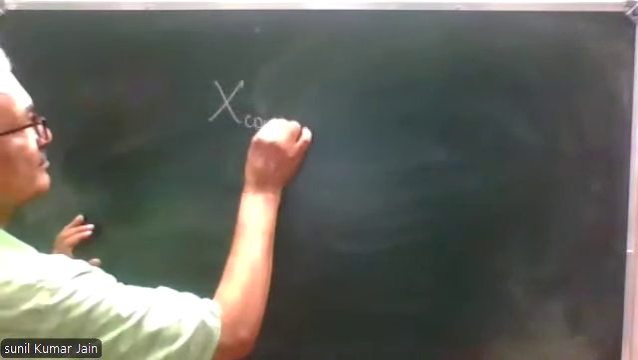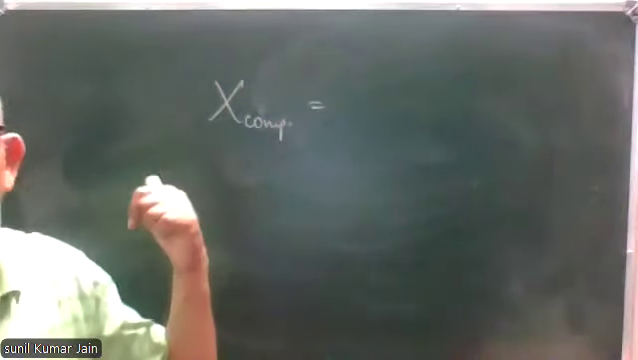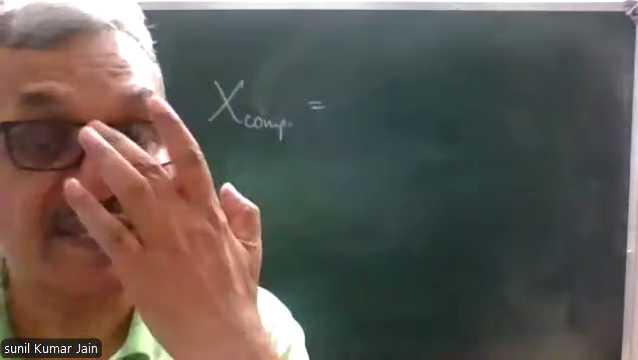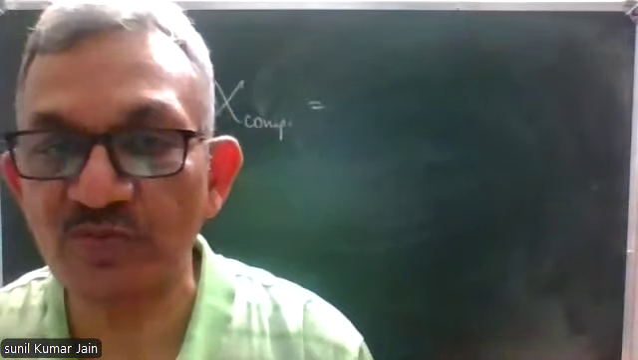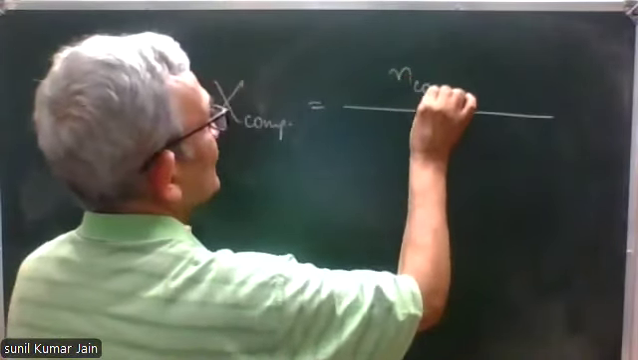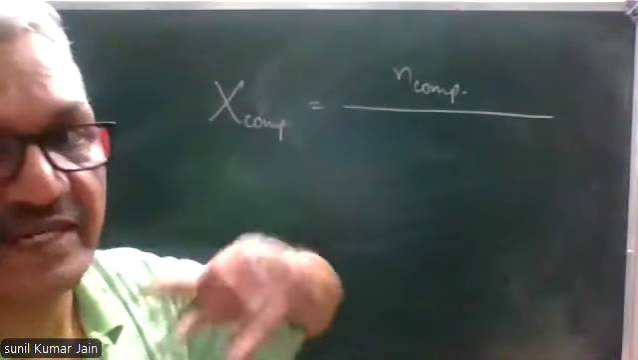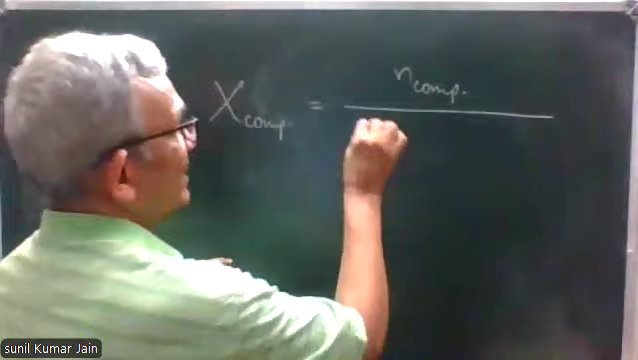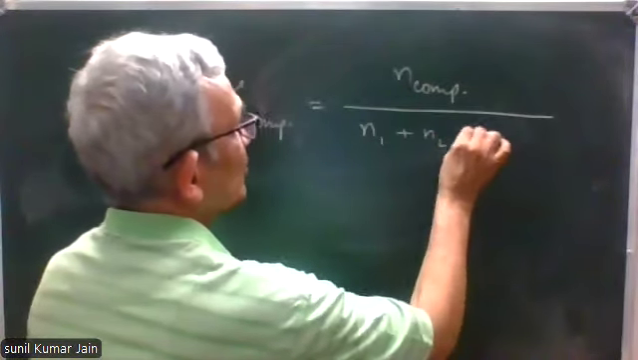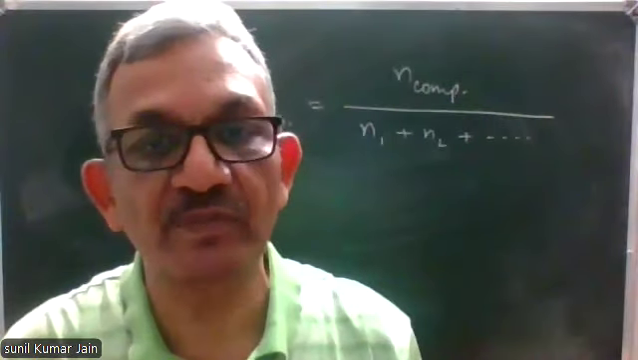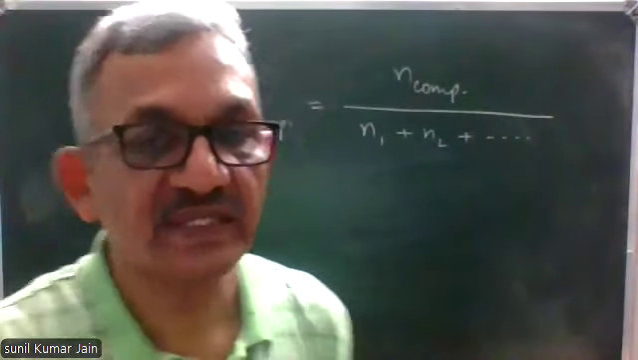Now, formula. I hope you remember this symbol is not X, it looks like X. This is chi. Chi component, that is mole fraction of the component, is equal to number of moles of that component, N stands for number of moles, divided by N1 plus N2 plus so on. So the denominator is the sum of the number of moles of all the components present in the solution.